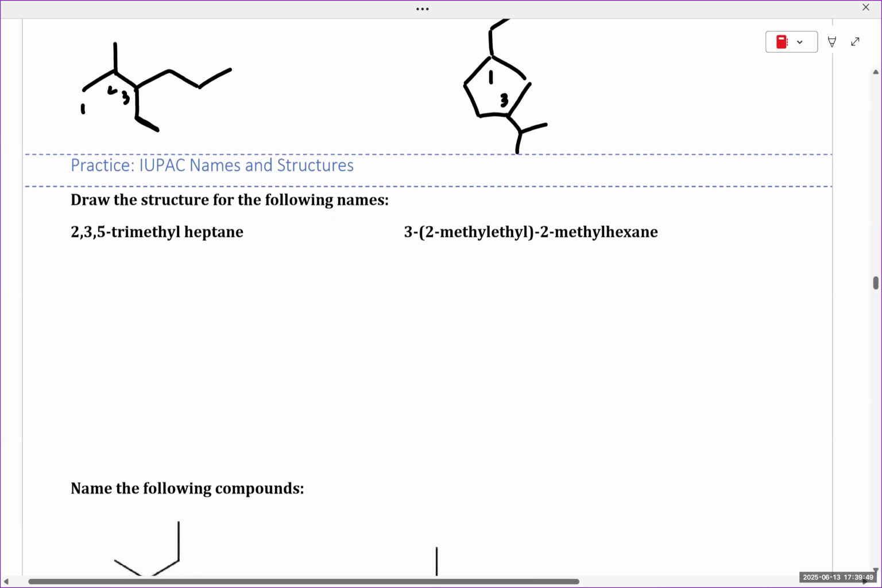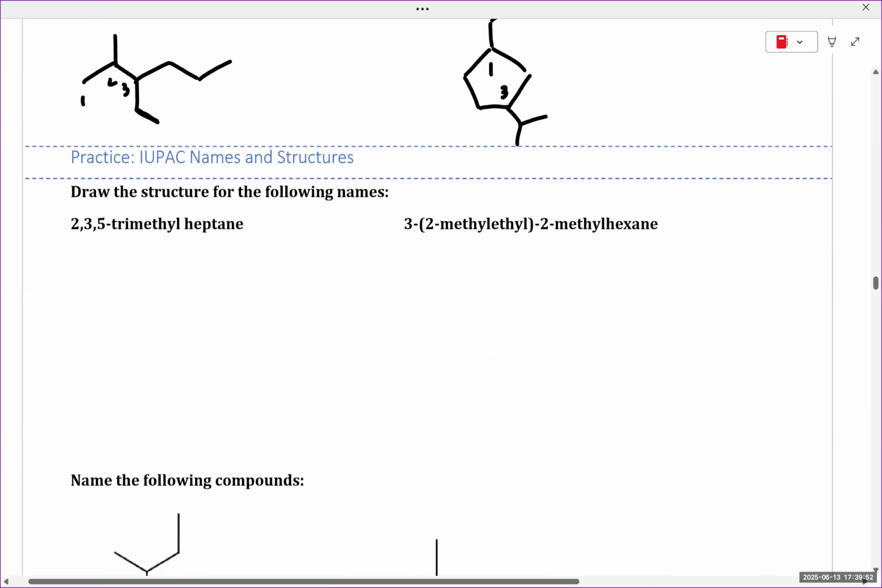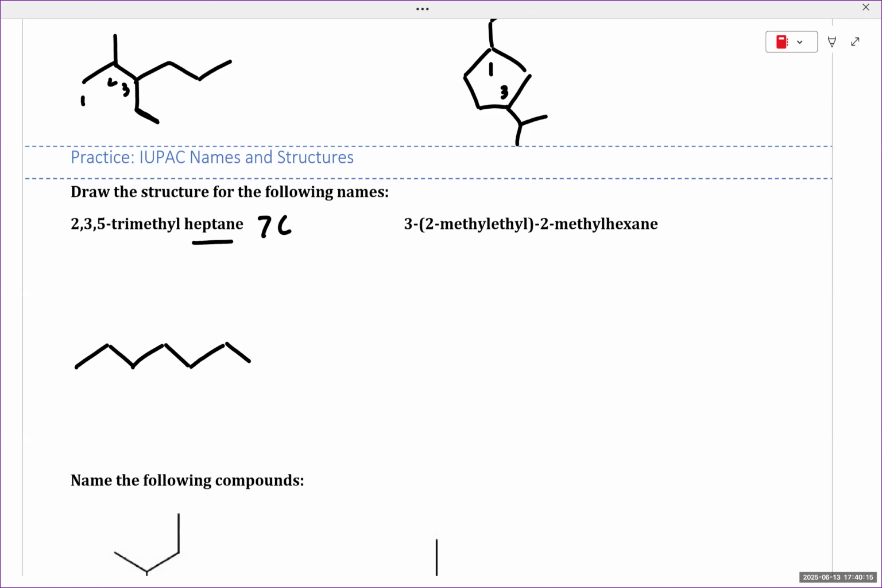Let's now practice this skill. I'd like you to take a few moments and draw the structure given the following names. So pause the video at this time and we'll discuss this example momentarily. Okay, so 2,3,5 trimethyl heptane. Heptane, 7 carbons. So 1, 2, 3, 4, 5, 6, 7. 2,3,5 trimethyl, we need a methyl group at positions 2, 3, and 5. And there we go. That's all you have to do in terms of putting together the structure from the name.